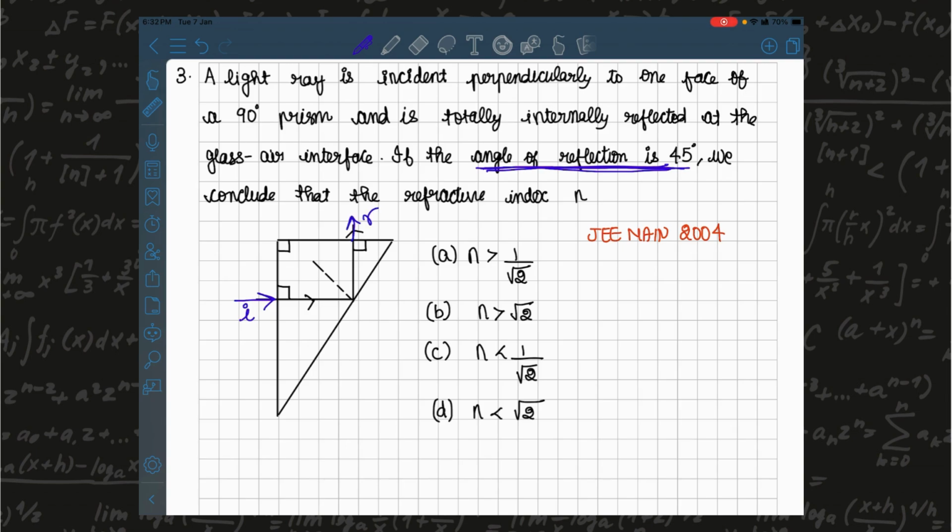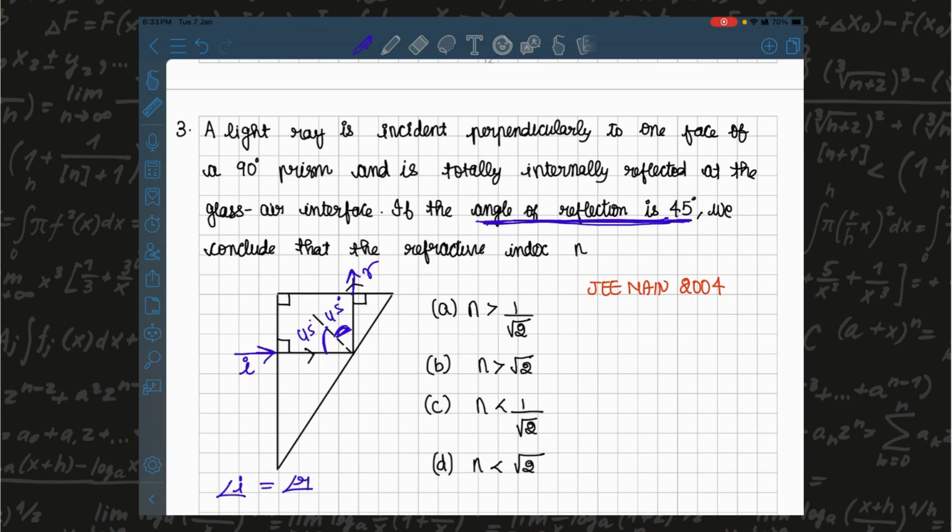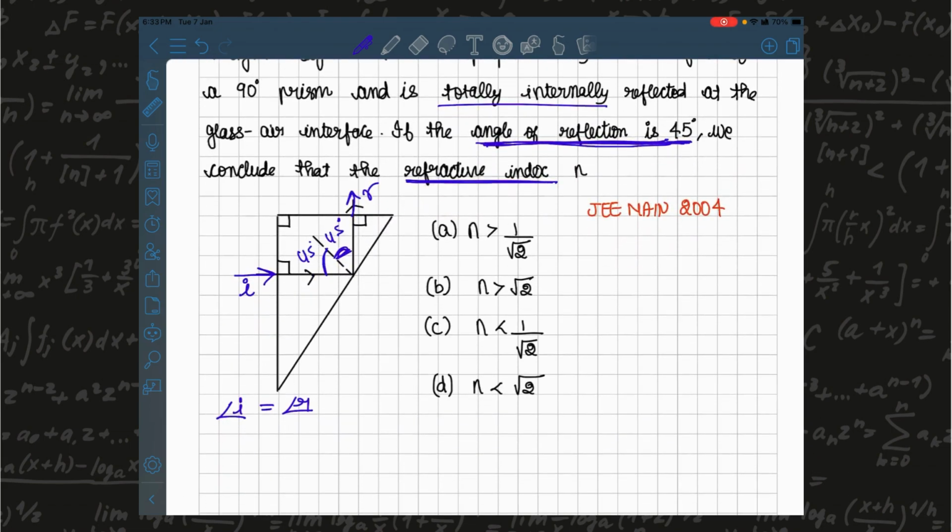Okay, we know that the angle of incidence is equal to the angle of reflection. Since they have given the angle of reflection to be 45 degrees, this is going to be 45 degrees. So this is also going to be 45 degrees. Now they are asking us to find out the refractive index. Applying the condition that we have for total internal reflection, which is incident angle I greater than critical angle C.